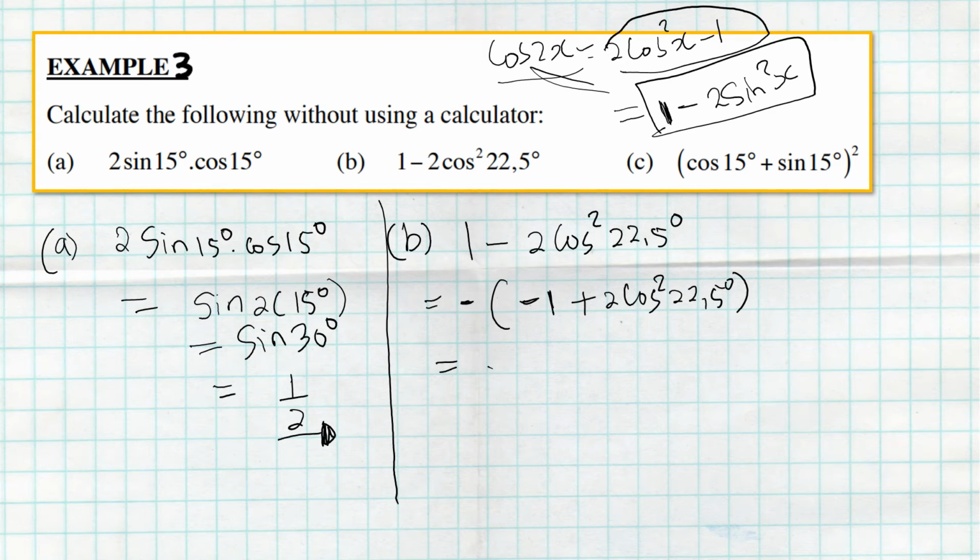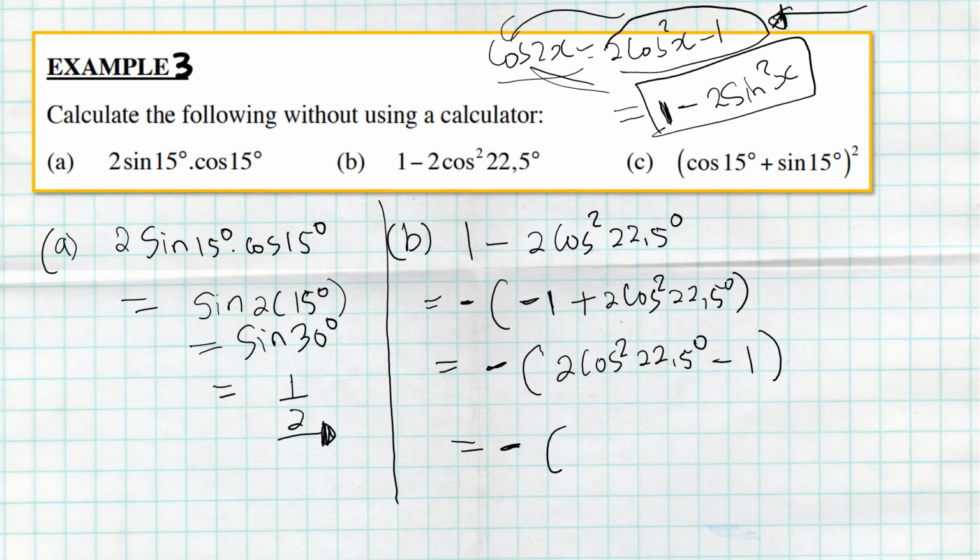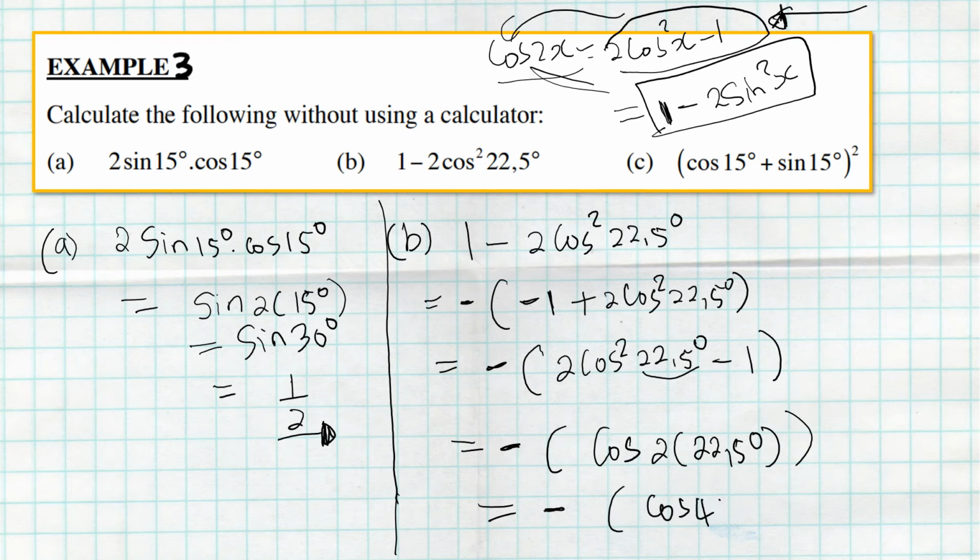If I write that properly, we have minus there, and I can start with 2 cos squared 22.5 degrees minus 1. Now I've rewritten it in a way that aligns with the double angle for cos. Then we change it. We know this can be changed back into cos, and we double the angle, so it will be 2 into 22.5 degrees. So you must know the rules really to be able to do this. So it's minus cos 45 degrees.